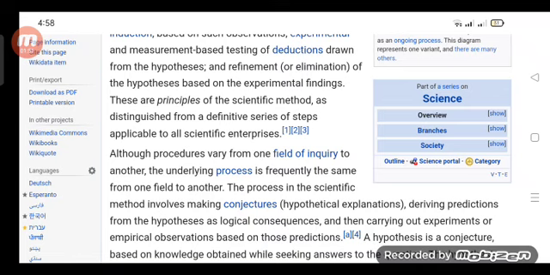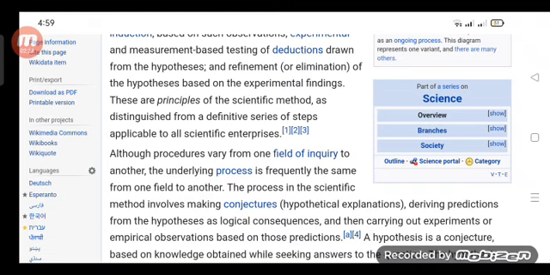The process in the scientific method involves making conjectures, hypothetical explanations, deriving predictions from the hypothesis as logical consequences, and then carrying out experiments or empirical observations based on those predictions.